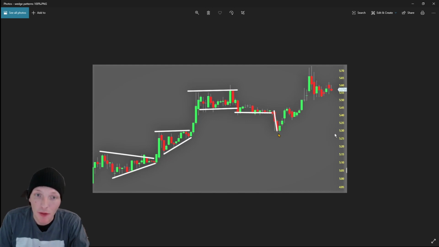And what's cool about this is shorts probably thought that this was done for and all piled in, when it's only bouncing right at the area it broke out from this wedge right here. Right back up, reclaims, and off she goes. From 530s up to 570s. And then it's forming another wedge right here.